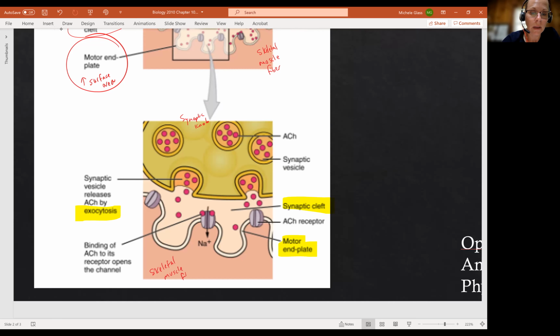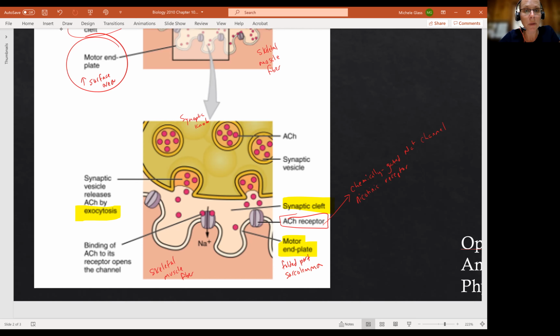Again, the motor end plate is this special folded part of the sarcolemma. But notice here we have this acetylcholine receptor, and we're going to call this a few things. We can call it a chemically gated sodium channel, or we can call it a nicotinic receptor. And here our book calls it the acetylcholine receptor.